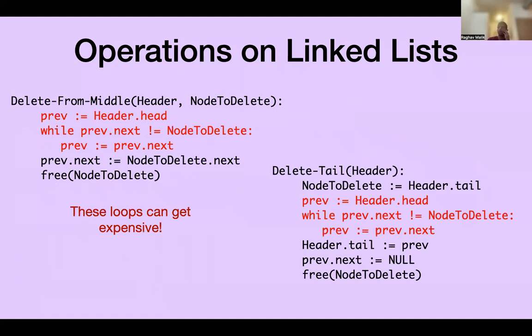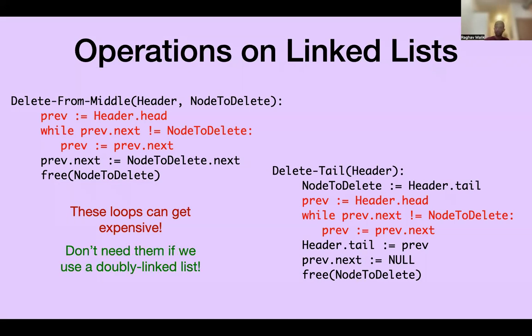So as I sort of alluded to, the loops in delete from middle and delete tail, there are while loops there, and those can get very expensive. Right? If the node that I'm trying to delete is at the end of the list, I might have to iterate 100 times, a million times, right? This might take forever to find the one that I care about, which is potentially really bad. So it's important to know that if you're deleting the tail of a singly linked list, it is potentially very expensive.